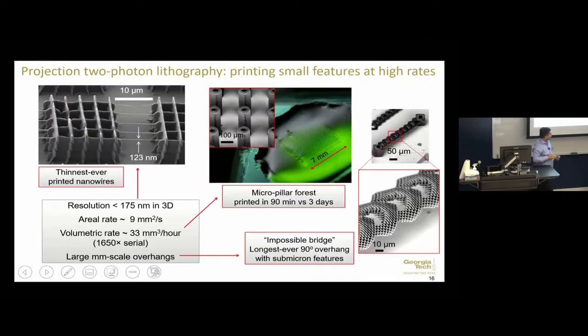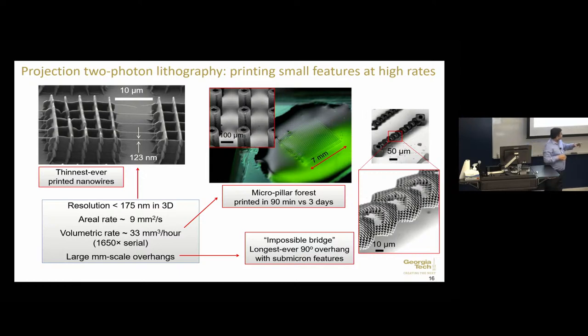So some of the structures that we created were these individual nanowires, which are stretched across structures, which were themselves printed using this process. These are some of the thinnest nanowires. And when I say the thinnest, it's not just in plane, it's also the depth direction, which has been a challenging dimension to control. The other structures, some of those micropillar forests, they were printed in less than about 2 hours, when it usually takes about 3 days to print using the serial technique. So really fast and being able to print arbitrary patterns.